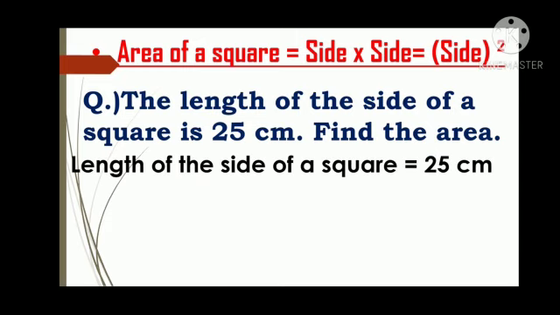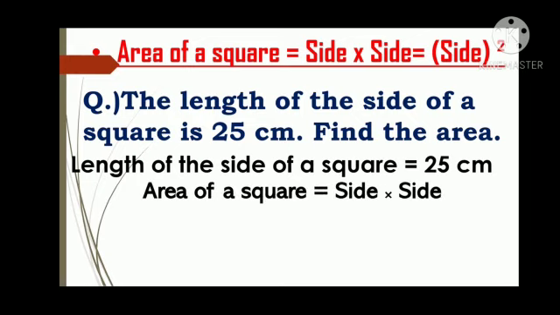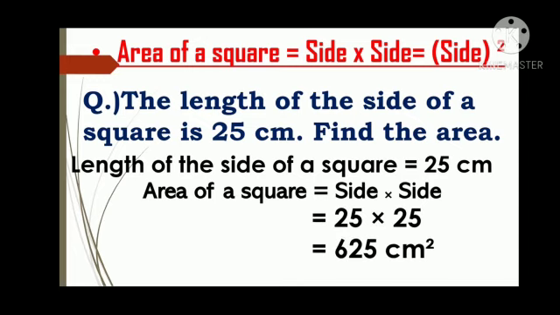The length of the side of a square is given as 25 centimeter. Now we will apply the formula, that is area of a square is side multiplied by side. The side measures 25 centimeter. Therefore 25 multiplied by 25 gives us 625 centimeter square. This is how we solve the sums of area of a square.